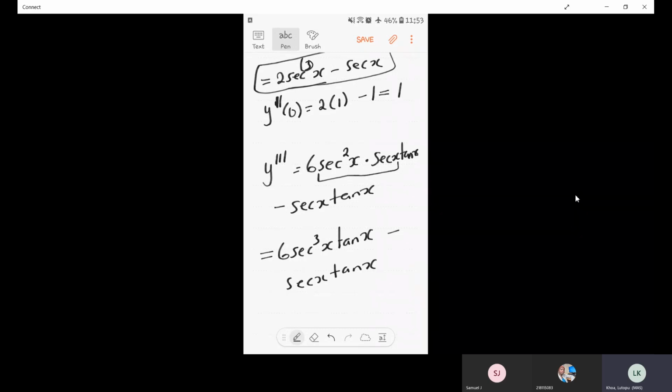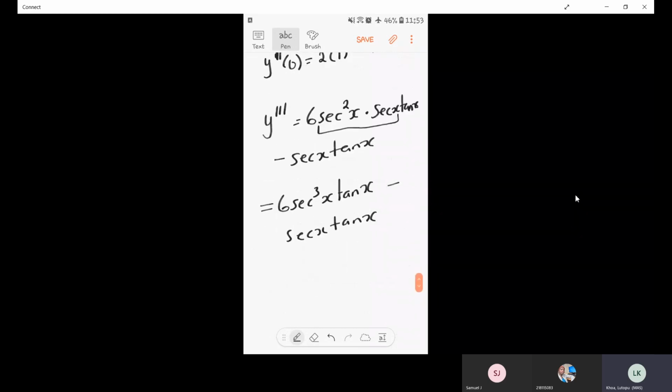tan x. Right, then I will substitute 0 into the third derivative. Y triple prime of 0 is just going to be 0 because tan of 0 is 0. So what I have is 0 minus 0, which is equal to 0.